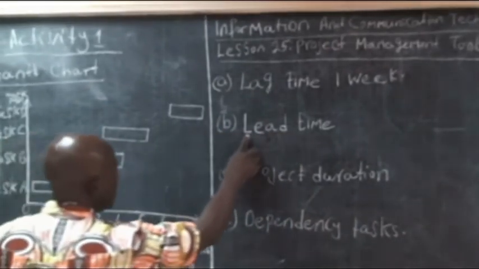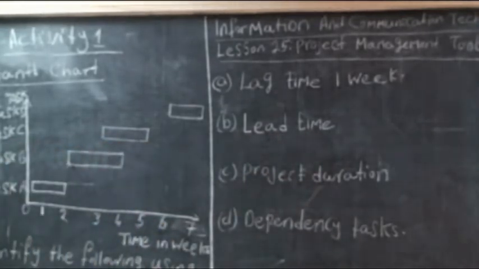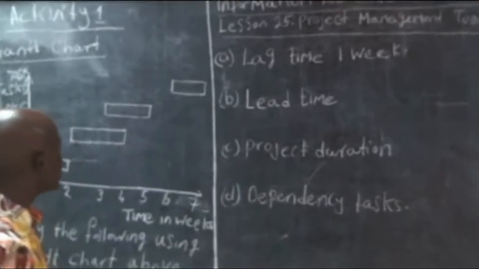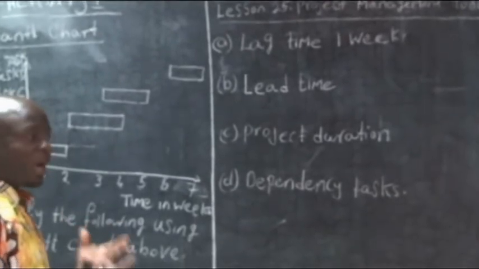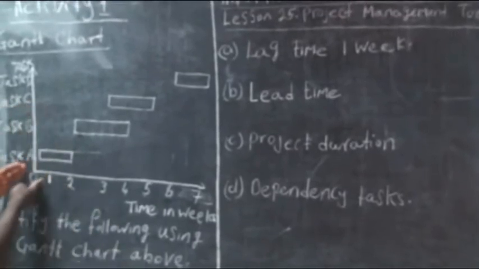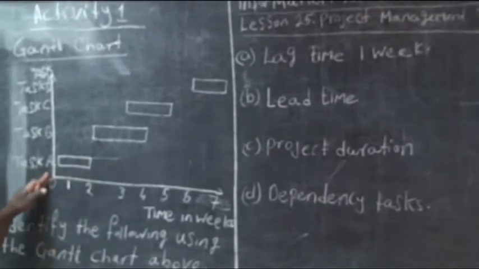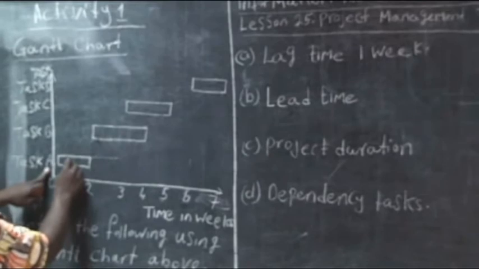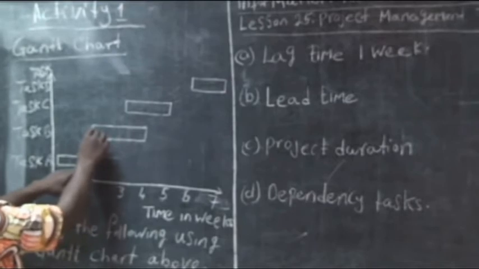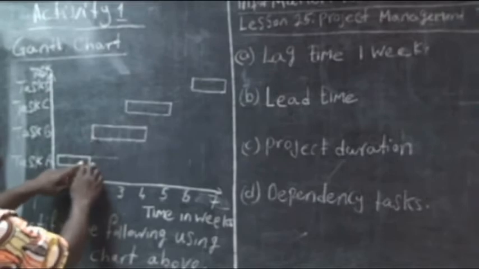We look next at the lead time. The lead time from the definition is telling us that it is an activity that can commence while the previous activity is going on. We still come back to our Gantt chart because that is what can only help us to be able to accomplish this. Activity A completes in the 2nd week, and immediately activity B commences. So we cannot have the lead time here.